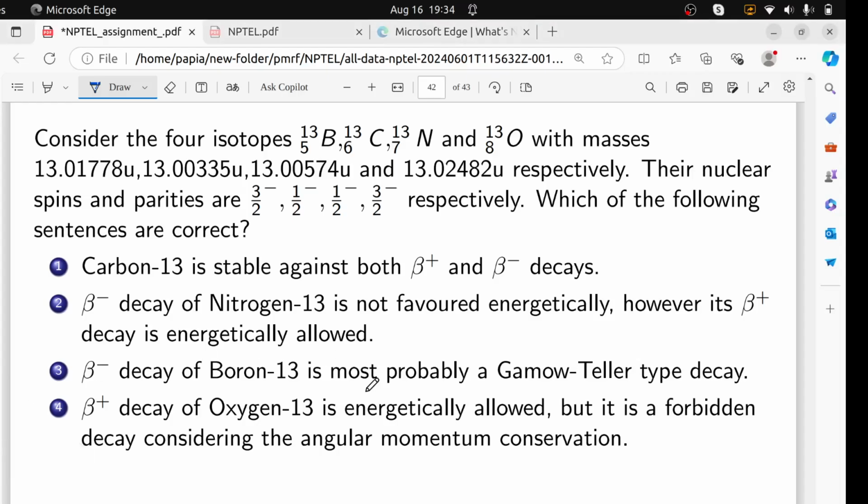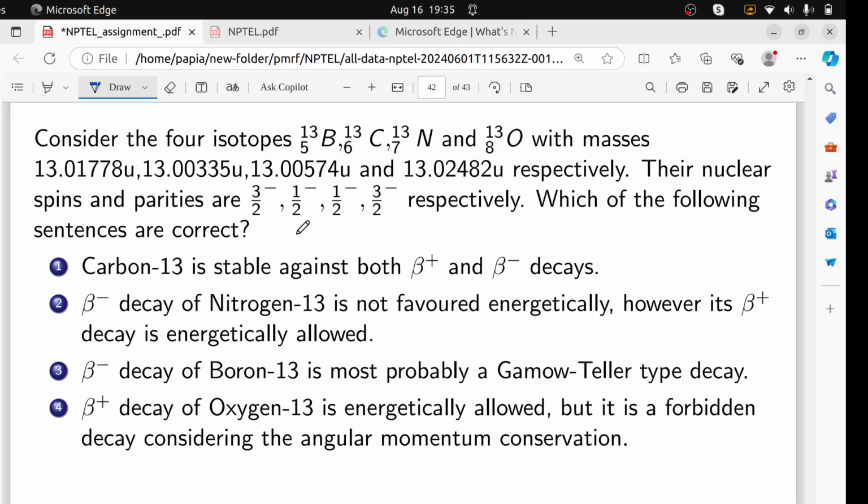Consider the 4 isotopes: boron, carbon, nitrogen, oxygen, with masses this and this respectively. Their nuclear spins and parities are 3/2 minus, 1/2 minus, 3/2 minus respectively. Which of the following sentences are correct? Carbon-13 is stable against both beta plus and beta minus decays. See this question. It is stable against beta plus and beta minus. I told you that energetically it is not possible. You can see here also that it is not energetically possible to have beta plus as well as beta minus simultaneously for carbon-13.